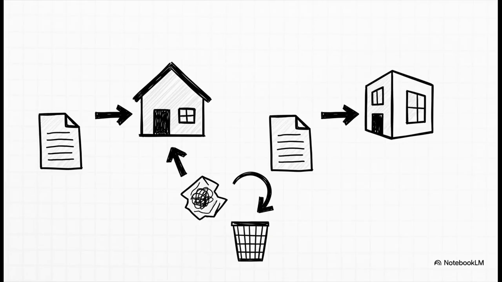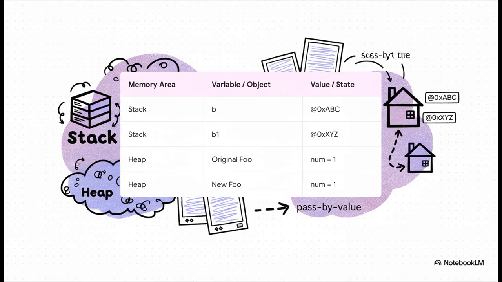But what if we try to reassign the reference itself? In this scenario, inside our method, we take our reference b1 and we point it to a completely new foo object. In our analogy, this is like taking our photocopy of the address, throwing it in the trash, and writing a brand new address on a new piece of paper. This action only affects the local copy of the reference, b1. The original reference, b, is completely untouched. It still holds the address to the original object. Changing our photocopy of the address has zero effect on the original piece of paper.